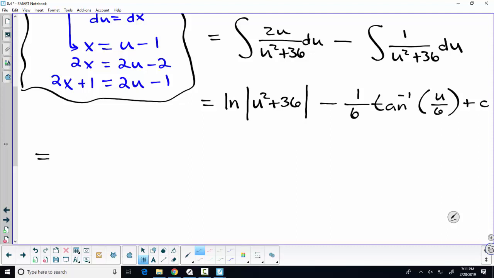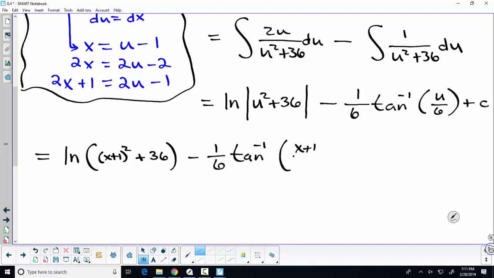And then we'll resubstitute. That's, what was that? x plus 1 squared plus 36 minus 1/6 inverse tangent of x plus 1 over 6.